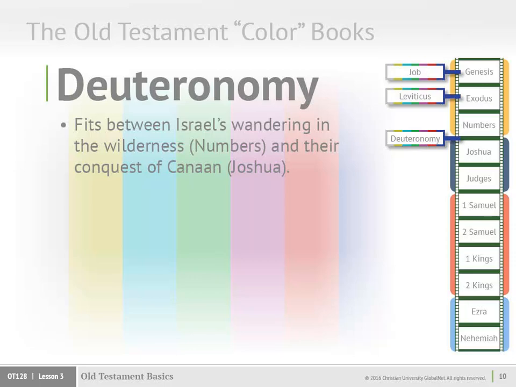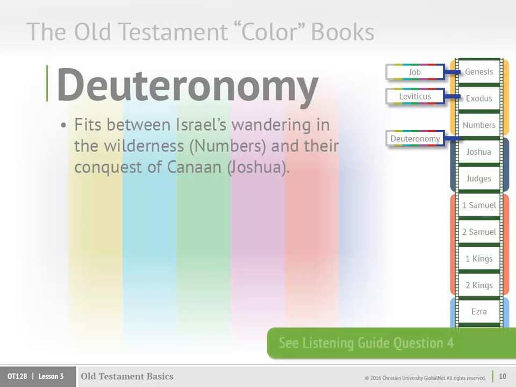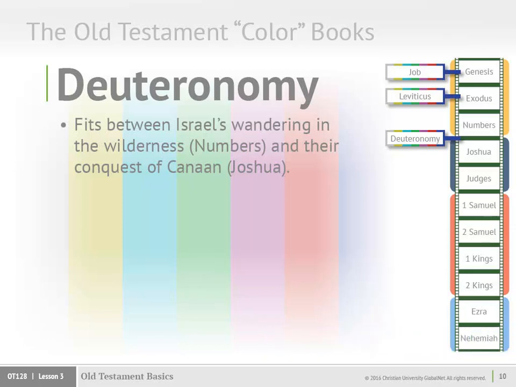Deuteronomy is the third color book. Like Job and Leviticus, it doesn't move the history forward, but it brings great insight into a particular period in Israel's history. Deuteronomy fits between the book of Numbers, which records Israel's wandering in the wilderness, and the book of Joshua, which tells us about Israel's conquest of Canaan.